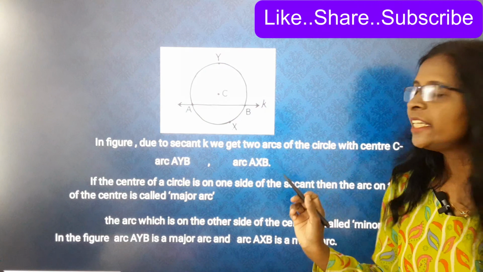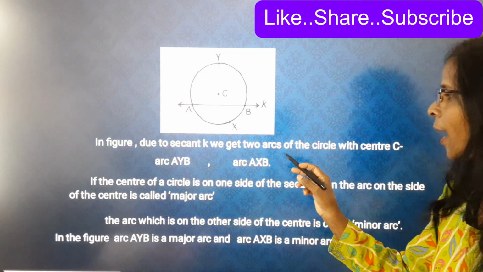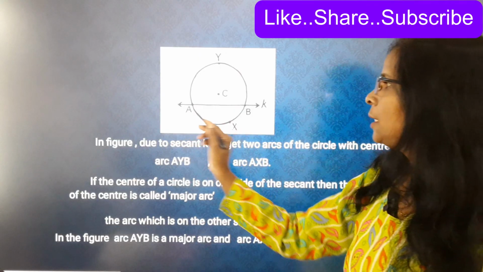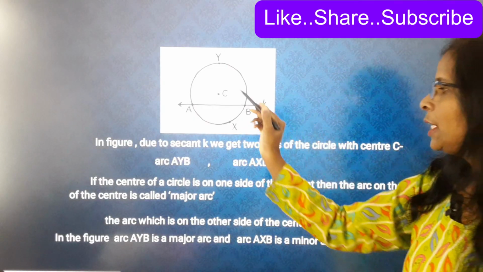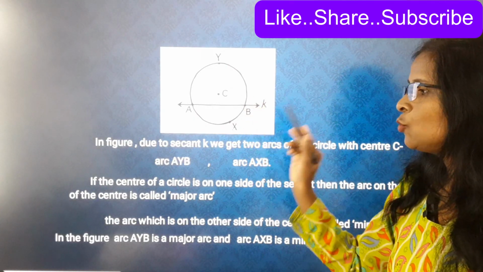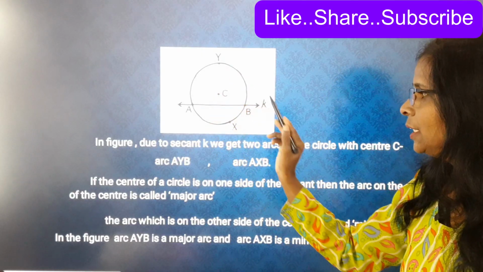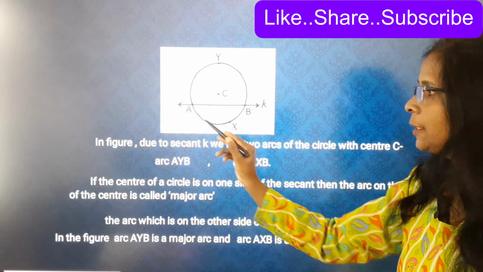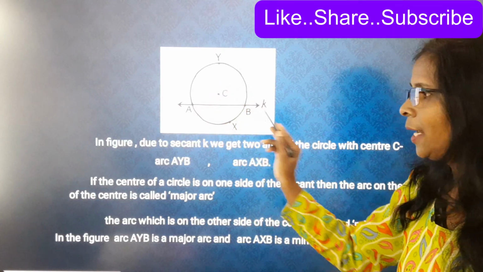So here in this figure, due to secant K, we get two arcs of the circle with center C. There is a secant K, and due to the secant we get two arcs. So the arcs are arc AYB and arc AXB. Okay, students, these are the two arcs, arc AYB and arc AXB.